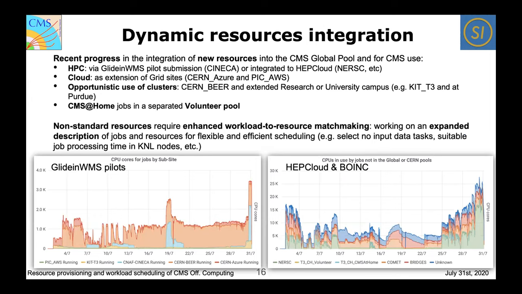So some words about dynamic resources integration. A lot of work has been done recently in the integration of such resources into the global pool and more in general for CMS use. So HPCs, we are now submitting pilots to CINECA, and we have also HEPCloud slots as well. Cloud, we are submitting to sites, and these sites are passing on, as an extension of the site, these pilots onto cloud resources. For example, we have Azure at CERN, and we have also Amazon as an extension of PIC, the other one in Spain.